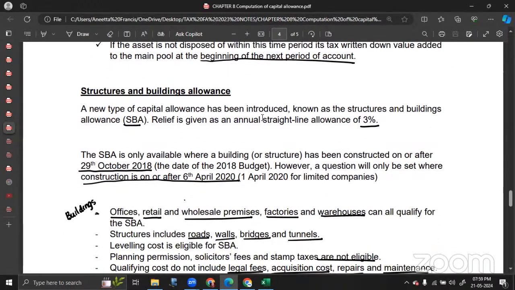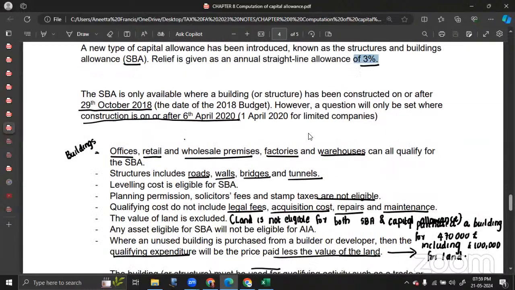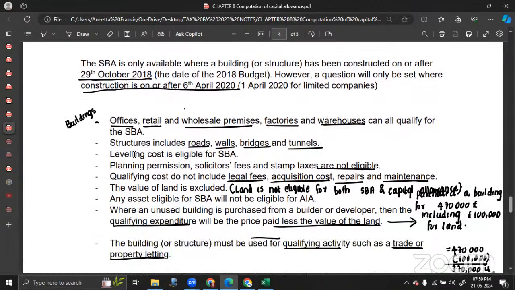SBA, which is very, very important. This is for structures and buildings. It is a straight line 3%, from the usage date to the SOPL end date. Just keep in mind, for SBA, levelling cost of land is eligible, but the cost of purchase of land is not eligible for SBA. Planning permission, solicitor fees, stamp fees are not eligible for SBA as well.